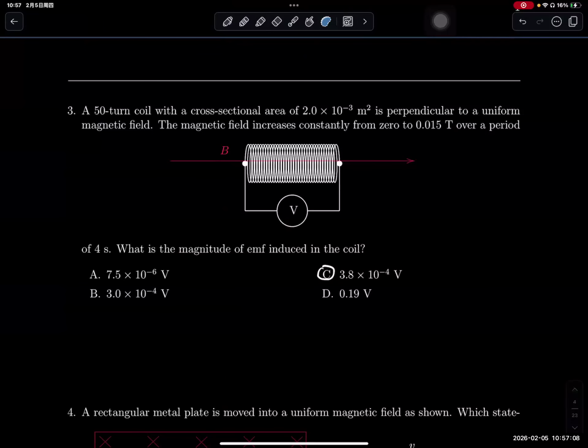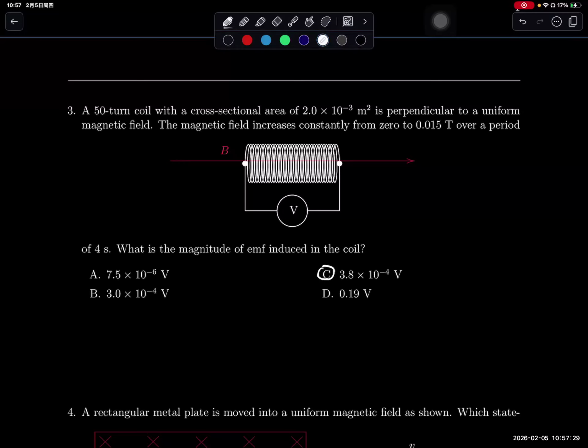Question three, we have a 50-turn coil, cross-sectional area given, and it tells you that the magnetic field passing through the coil is increasing constantly from 0 to 0.015 Tesla over a period of 4 seconds. So you want to apply Faraday's law. Faraday's law says the EMF is equal to negative N times the rate of change of magnetic flux over time.